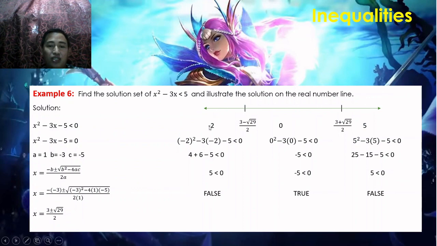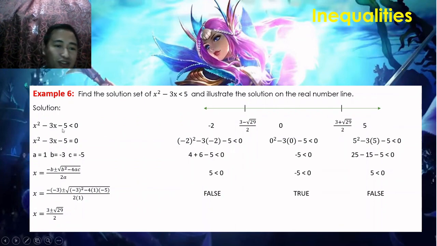So we can use negative 2 as a test point, and then 0, since it is negative. Next, 3 plus the square root of 29 over 2. Since the square root of 29 is 5 point something, 3 plus 5 point something would be 8 point something, divided by 2, so 4 point something. Actually 4.19. Since it is more than 4, we can use 5 as a test point on the other side. So substitute negative 2.